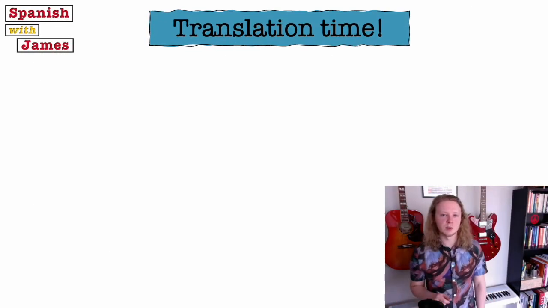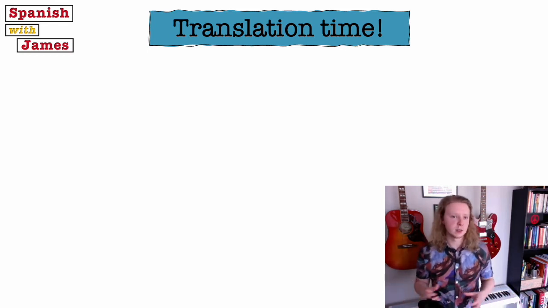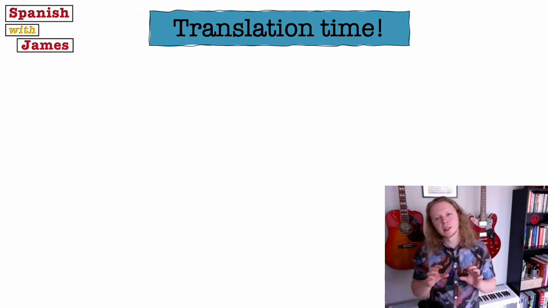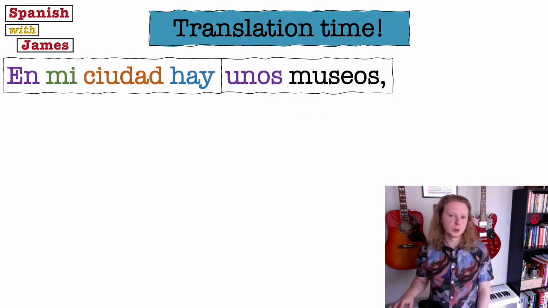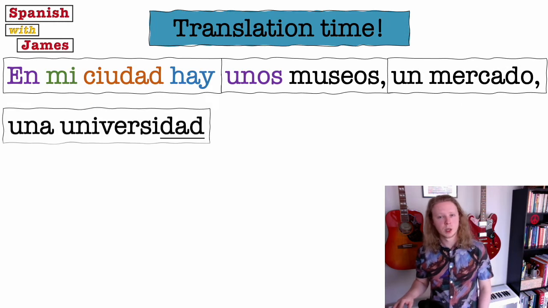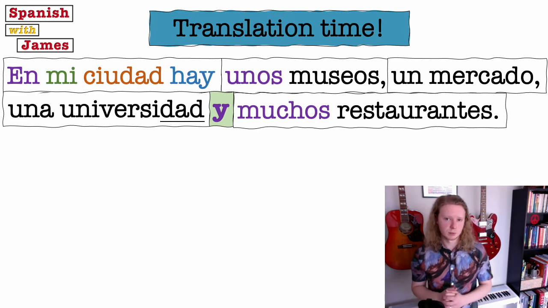Now, another opportunity for practice. What I'm going to do is show you how I would use this vocabulary to put together a sentence, a couple of sentences and a paragraph, and we'll pause it a couple of moments and have a look at whether you can translate. En mi ciudad hay unos museos, un mercado, una universidad y muchos restaurantes. Okay, so just pause the video and see if you can work out what that means in English. So we've got, in my city there are some museums, a market, a university, and many or lots of restaurants.